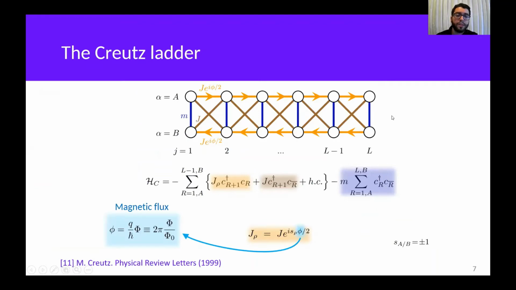And our work focuses on this topological insulator, which is the Creutz ladder. It's a quasi one-dimensional tight binding model. It consists of two legs of sites with these hoppings between them and a magnetic flux of phi through each plaquette.